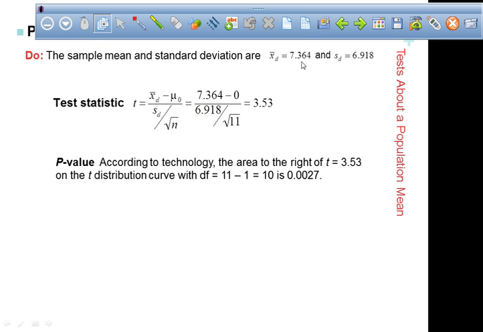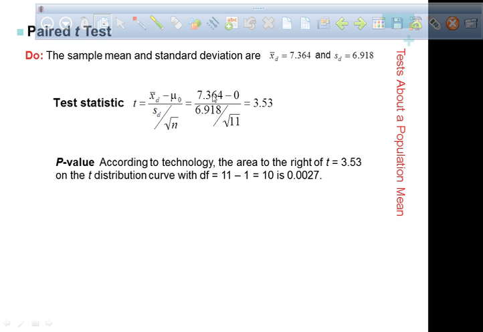So they take the mean difference, the data, and then the standard deviation, and again, you calculate the test statistic. Notice that the null is always going to be 0 here, because I told you every time we do a difference, right, the null is set equal to 0. So it's kind of like you don't even have that on there, and you get your T statistic. And then your p-value according to technology, the area to the right of T is 3.53, with 10 degrees of freedom, is 0.0027.